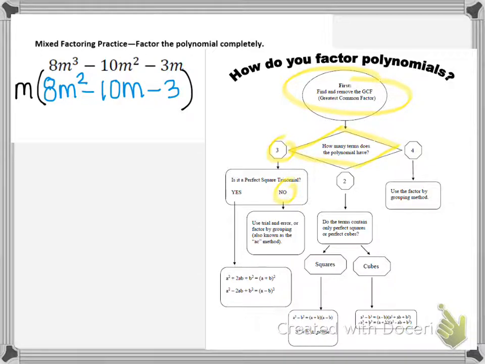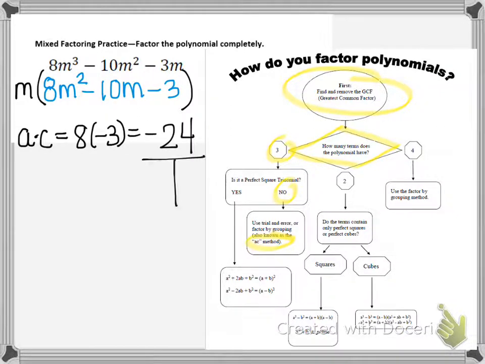It is not a perfect square trinomial because it begins with an 8 and ends with a 3. Neither of those are perfect squares. So I'm going to use my AC method. I need to multiply a times c. For my a, I'm using 8, and my c, I'm using negative 3. That's a product of negative 24.